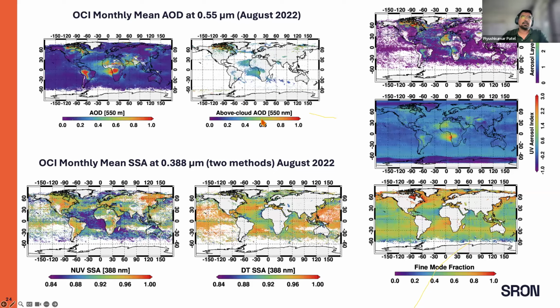So we have aerosol optical depth and above-cloud aerosols. We have single scattering albedo from 2 different algorithms, one is NUV and the other is Dark Target. And as additional variables, we have aerosol layer height, aerosol index, and the fine mode fraction, which shows how much the fine mode dominates for a particular space and time.